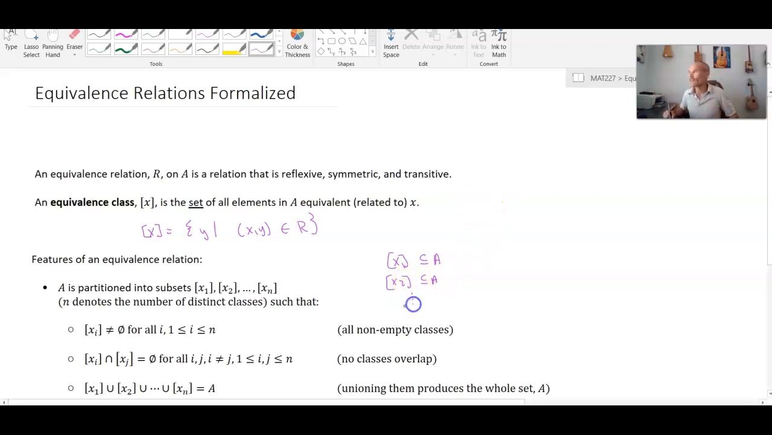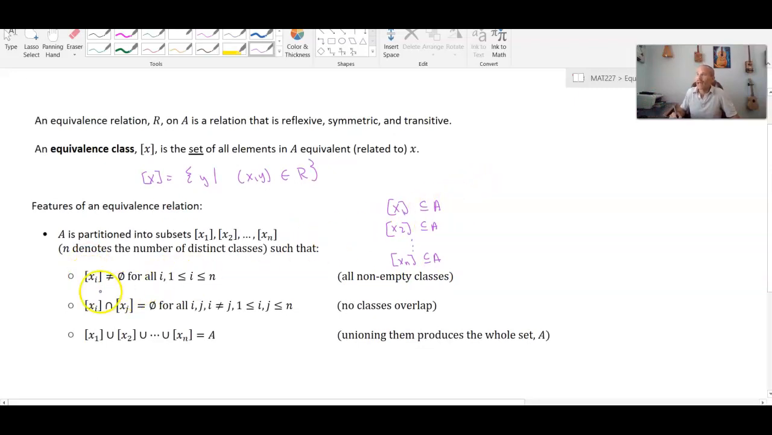So we're going to have, in general, n of these. And n just denotes the number of distinct classes. Now, if any two classes are equal to each other, we don't need both of them. If two sets are equal, then we only need to list that set once. That's the rule of working with sets. So here's what's going to happen. There's not going to be any empty classes. So you can pick any equivalence class you want, and it's not going to be empty.